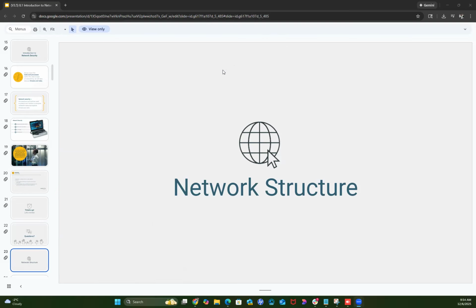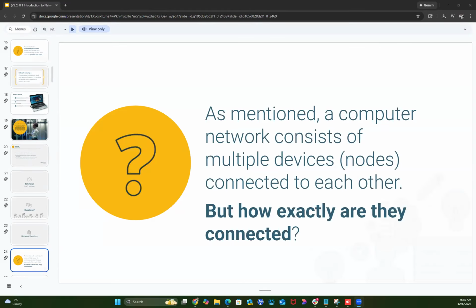Okay, now we are moving to network architecture. This is very important. We define a computer network as multiple devices or nodes connected to each other. This next section focuses on how these devices are connected. When computer networks were first created, they were smaller, private networks initially designed to connect devices in the same room or building. These small networks were known as local area networks.